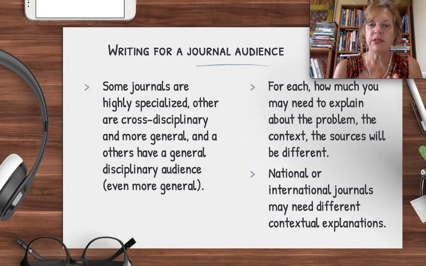You need to write for the journal audience. You don't have to know the journal really well, but you need to know some characteristics about it. That means you have to read papers from that journal. Some journals are highly specialized in a particular topic. Others are more cross-disciplinary and others are more general. And others might be more disciplinary based, so they have quite a wide audience.